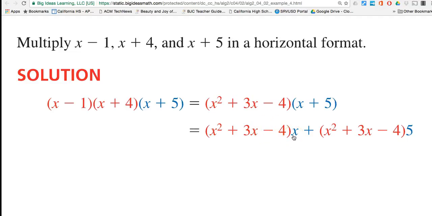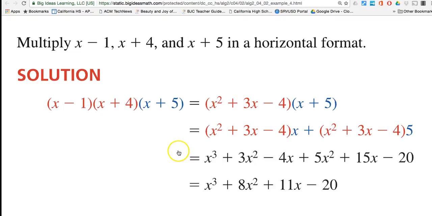Here, you're going to distribute the x to each term inside here, and then you're going to distribute the 5 to each term inside here. Once you do that, you're going to take all of those and combine your like terms. So here we get x cubed, 3x squared minus 4x, plus 5x squared plus 15x minus 20. We combine our like terms, and we're just doing this horizontally.